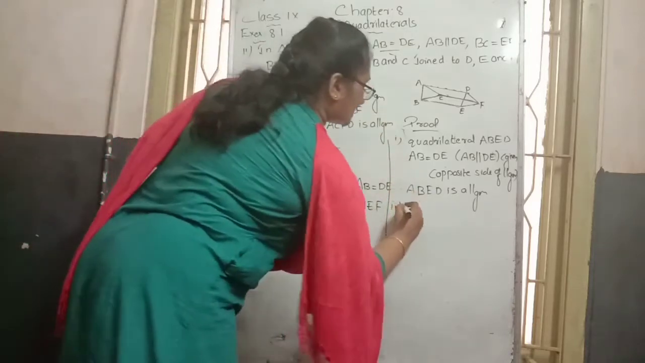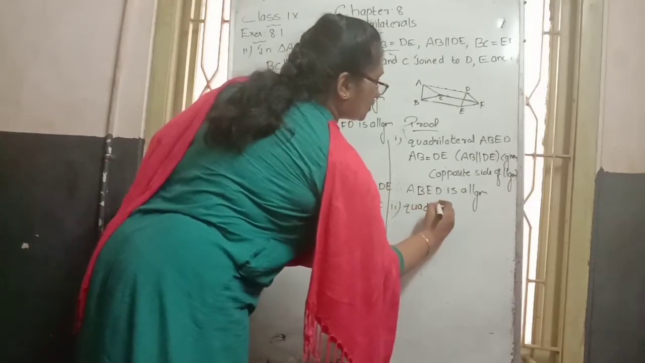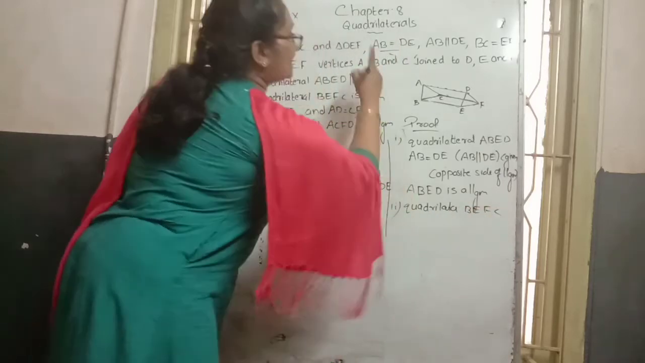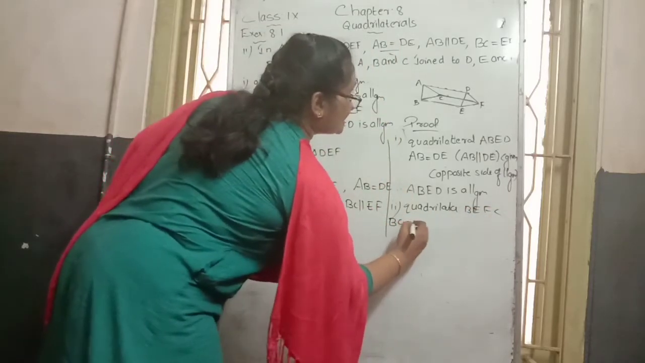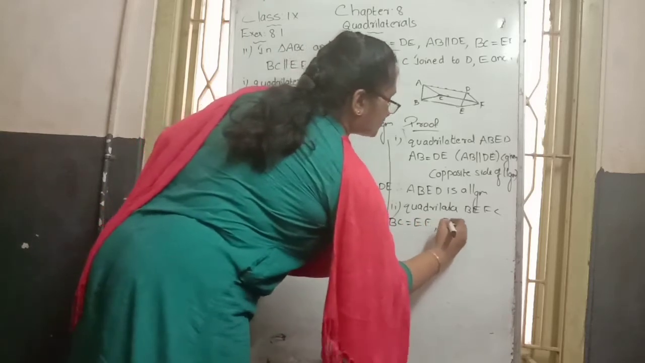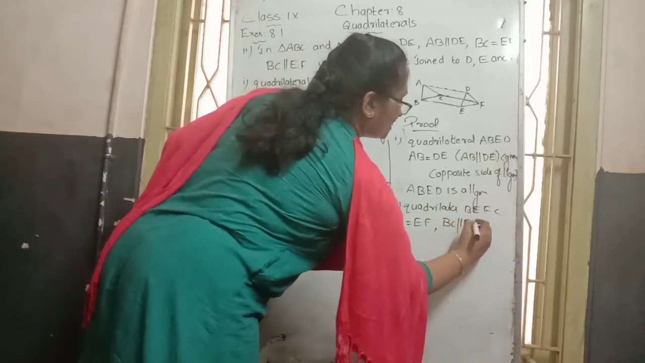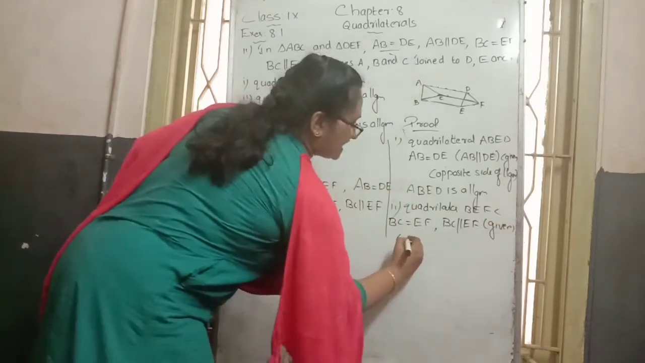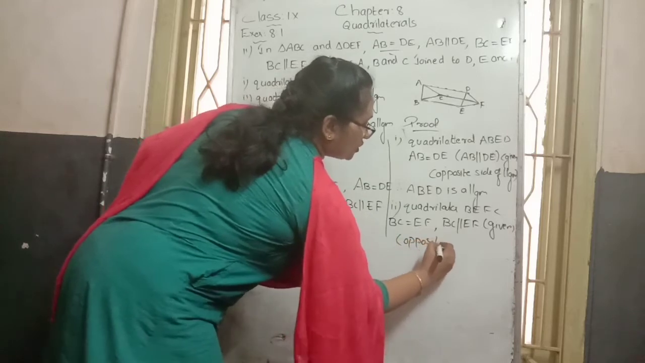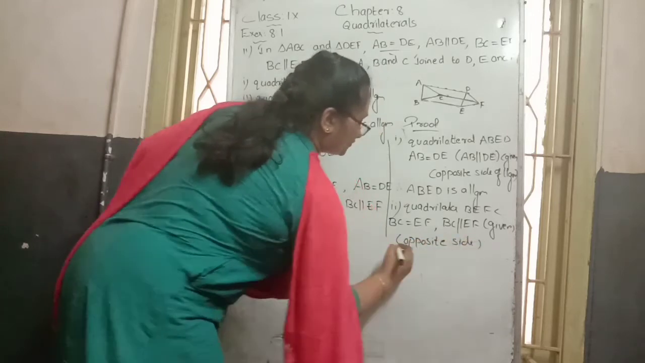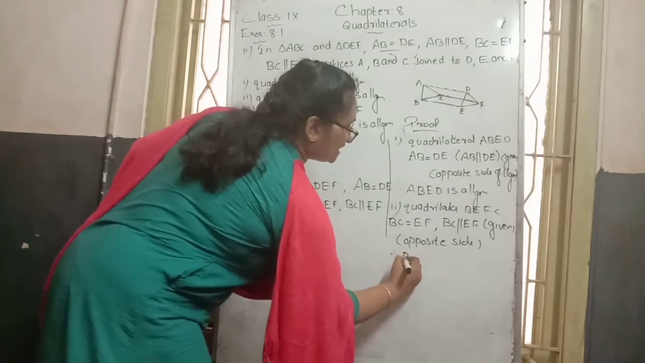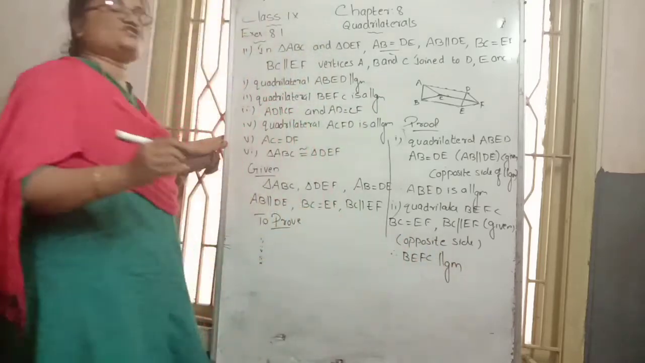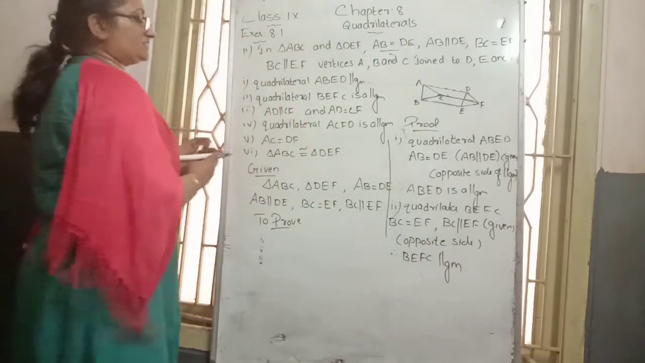Simply, we can also take it as: we want to prove quadrilateral BEFC. Already they have given that BC side is equal to EF. That's why BC is parallel to EF. It is given in the question. That's why we can say they are the opposite sides of the quadrilateral. Therefore, BEFC we can say is a parallelogram. Second case also completed. Next we want the third case.